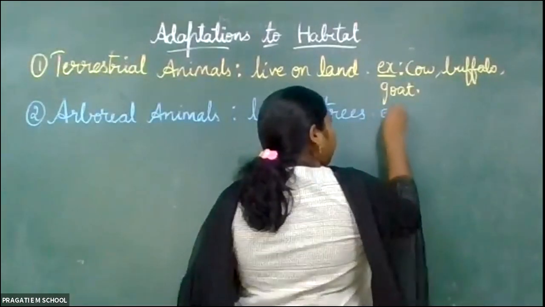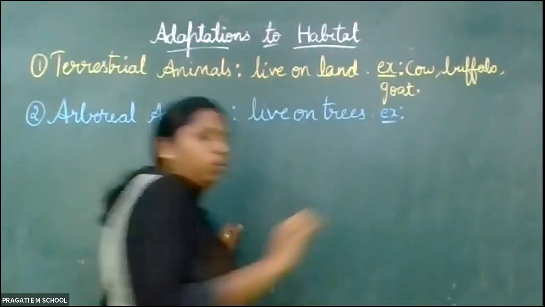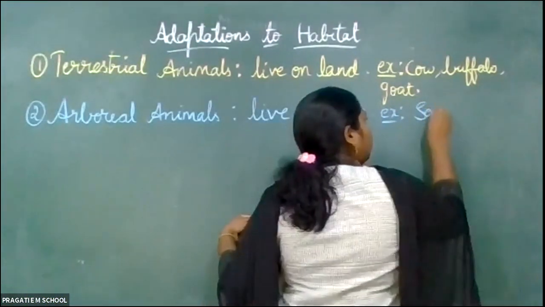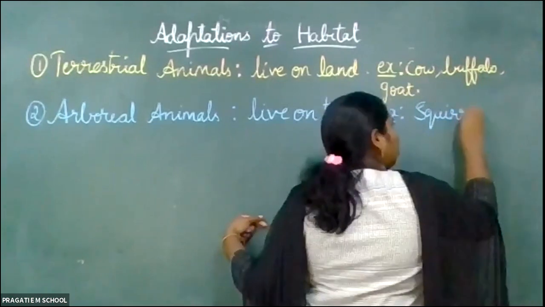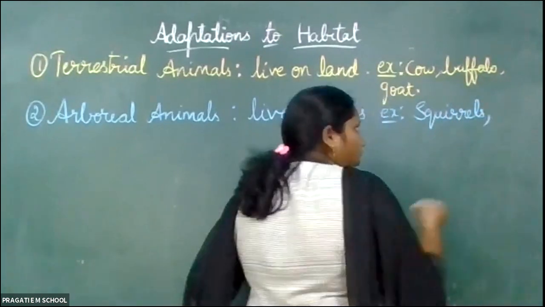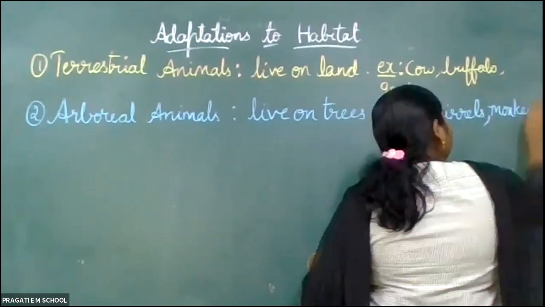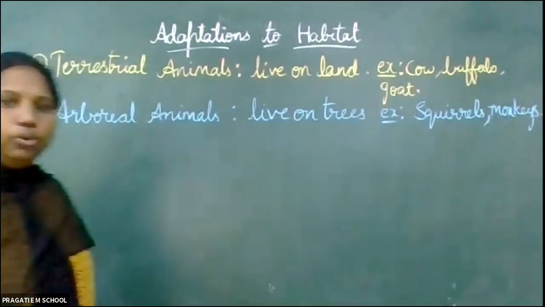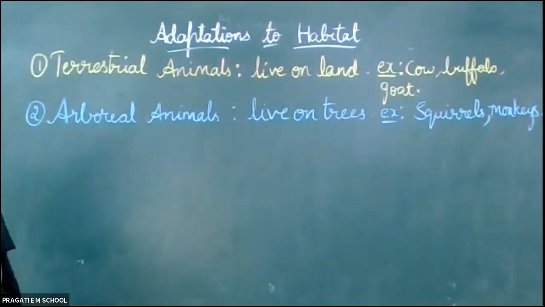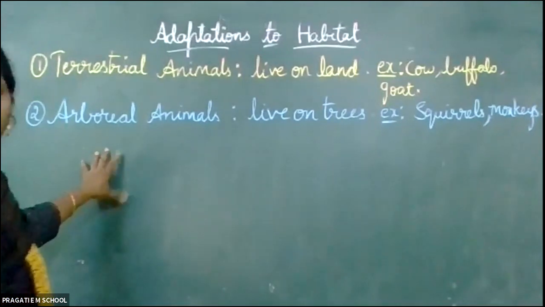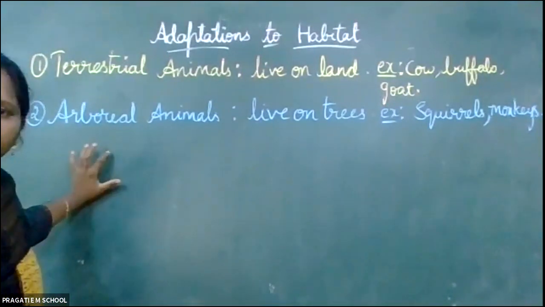Tell me some examples. The animals which live on trees. Squirrels. Very good. Monkeys also. Only some examples I am writing. You have to write at home. Okay, children? What are the examples here I wrote? Squirrels and monkeys. These animals live on trees. Yes or no?